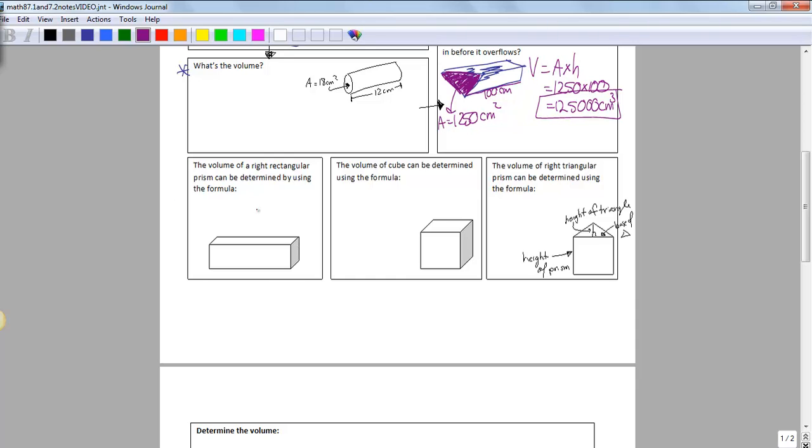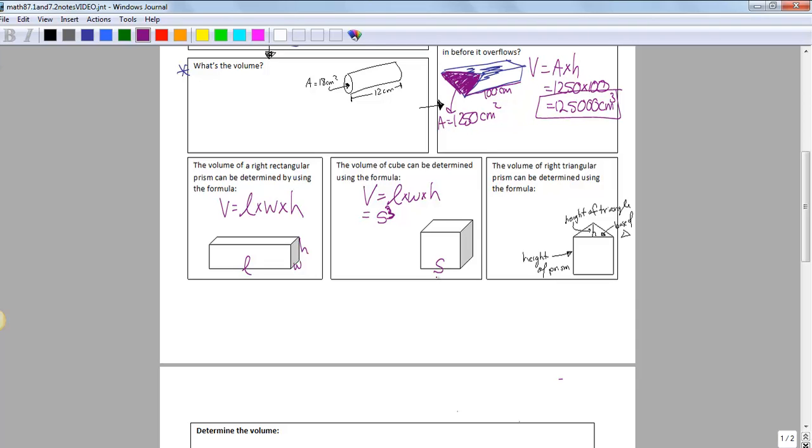This says the volume of a right rectangular prism can be determined using the following formula. Please write this in: length times width times height. We're going to label those on here. This would be the length, this would be the width, and that's the height. Same thing for a cube. A cube is just a special rectangular prism: length times width times height. But because they're all the same size, I can say side cubed. So I'm just going to go side times side times side, which is side cubed.